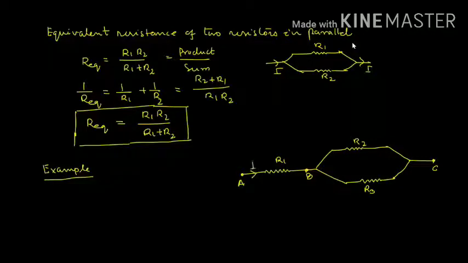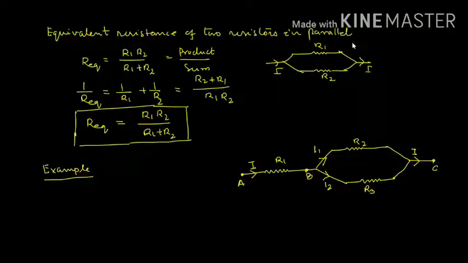Let I be the current flowing through the resistor R1. Now at B, current splits off into I1 and I2. I1 current flows through R2 and I2 current flows through R3. And total current going out is I.